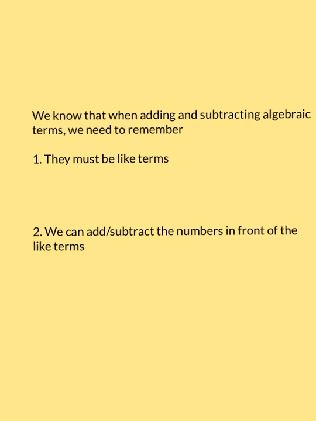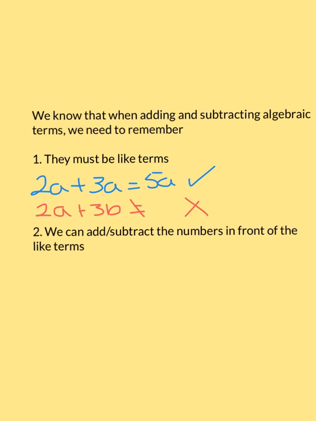We know that when adding and subtracting algebraic terms, we need to remember two things. One, they must be like terms. For example, we can add 2a plus 3a. That's okay, because both of them have a in their term. However, if we look at something different, 2a plus 3b, we cannot add these two because one is an a and the other is a b. The second rule is that when we add or subtract, we just add and subtract the numbers in front of the like terms.